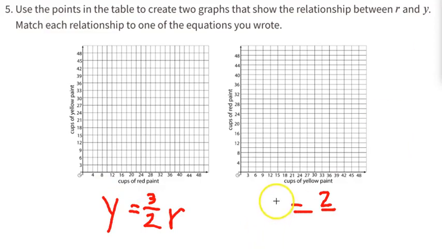And we're back. So the red's the dependent variable here, and we've got 2/3 of whatever the yellow is here. So if that's true, we're talking about here with the red, for every 2, we're going to get 3 cups of yellow. So it's just going to progress along like so.